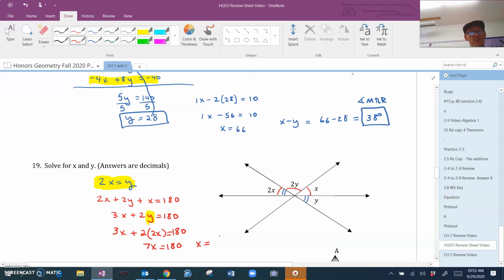I'm going to grab my phone. And that's 25.7, roughly. Now, if I multiply that by 2 to get y, I get 51.4.